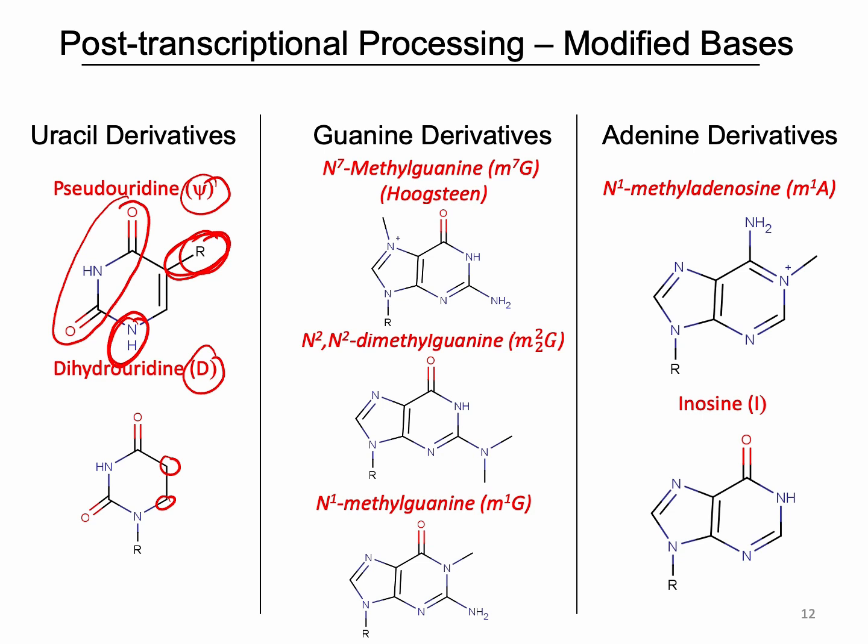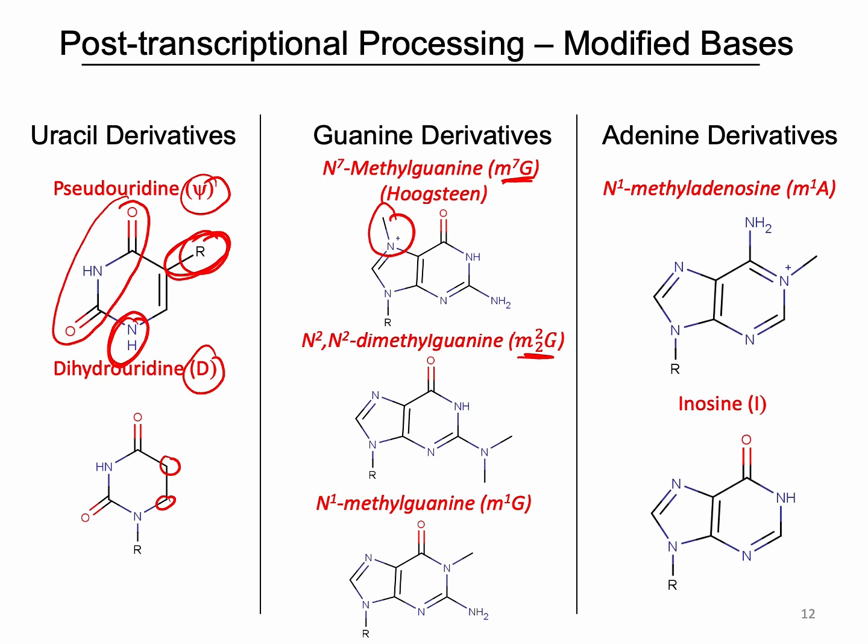Okay, guanine derivatives. M7G means there's a methyl group at position 7, right there. This is not the Watson and Crick face. This is the Watson and Crick face of guanine, so this actually impacts what's called the Hoogsteen face. It's the face that is over here, right? So the Hoogsteen face uses this nitrogen and this oxygen as hydrogen bonding partners. So this impacts hydrogen bonding on the Hoogsteen face.